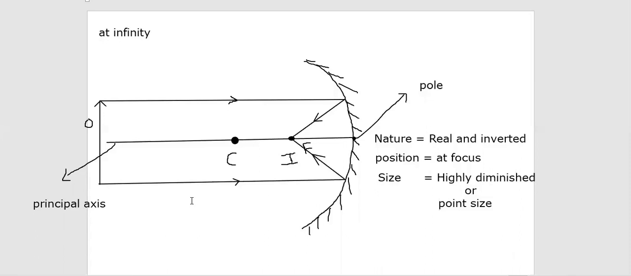So what you need to do is draw the ray diagram completely from the starting. You need to put the object at infinity. You need to draw the rays of light and the reflected ray. This complete diagram you need to draw, and below the diagram you need to write nature: real and inverted, position: at focus, size: highly diminished or point size. Like this you need to draw. A 2 marks question he may ask.